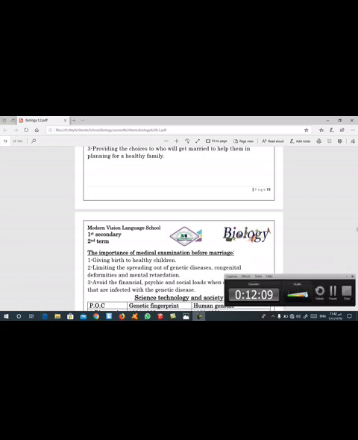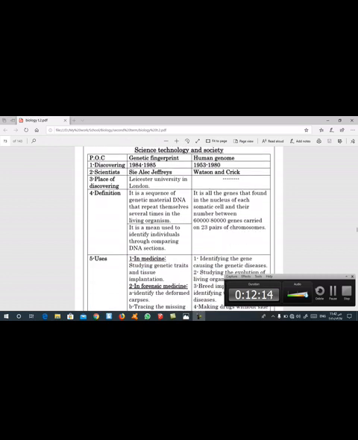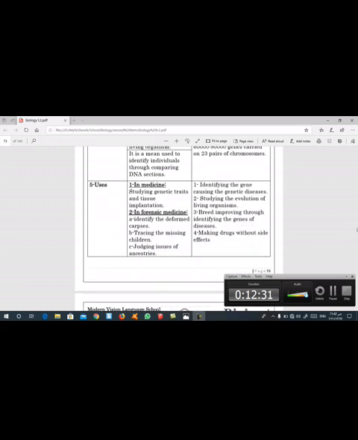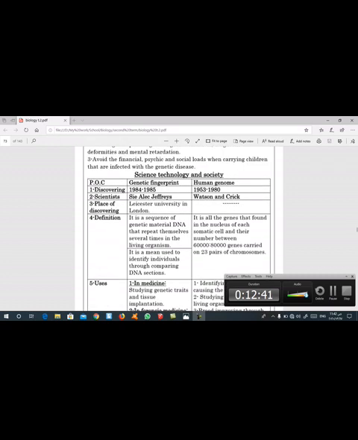At that time we will complete this science, technology and society. We have genetic fingerprints, and the discoveries of Devries, Watson and Crick, with some definitions for the genetic fingerprint and the human genome. This is used in forensic medicine, in identifying the genes causing genetic diseases, and in studying the evolution of living organisms. We have that importance in genetic fingerprints or the human genome.